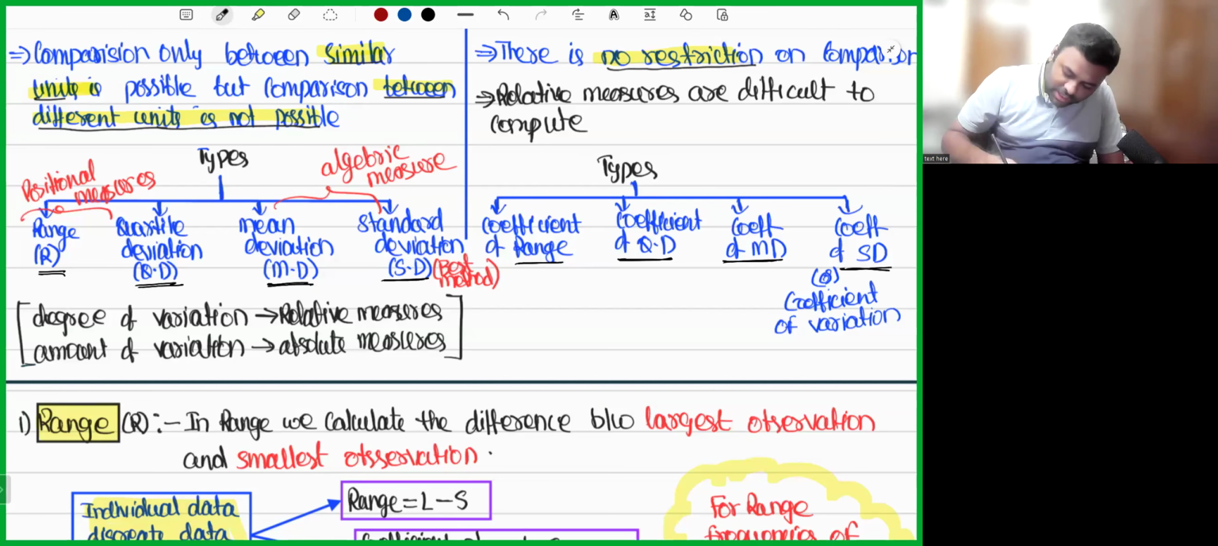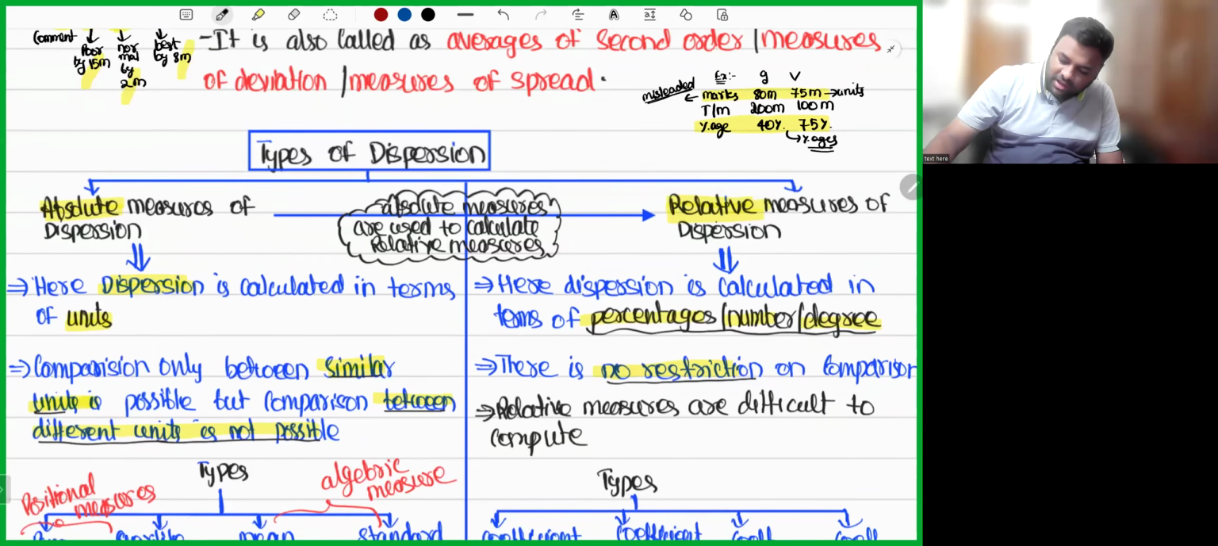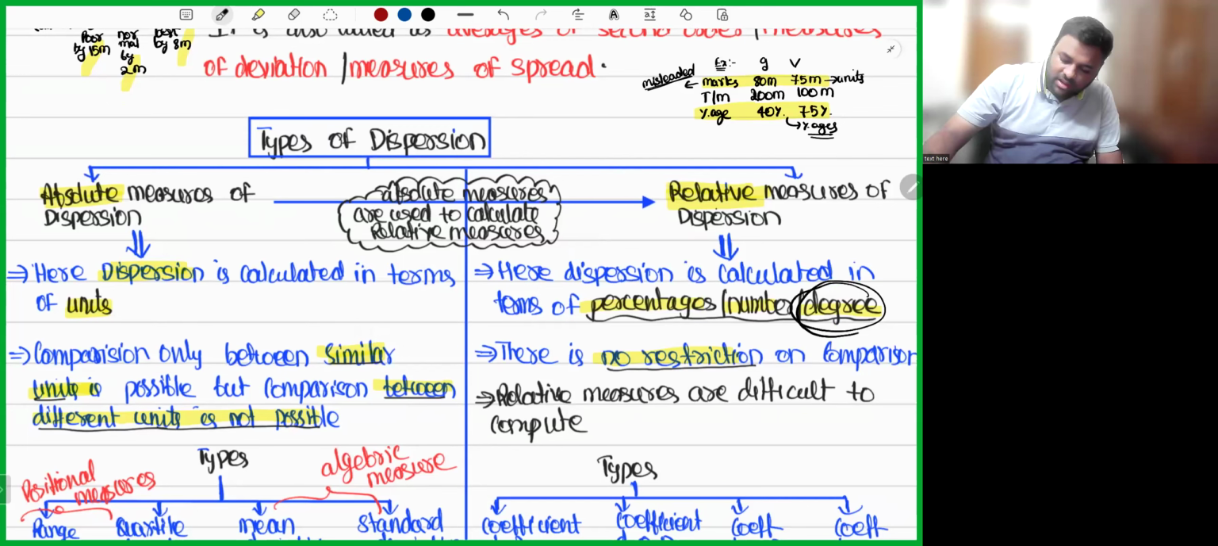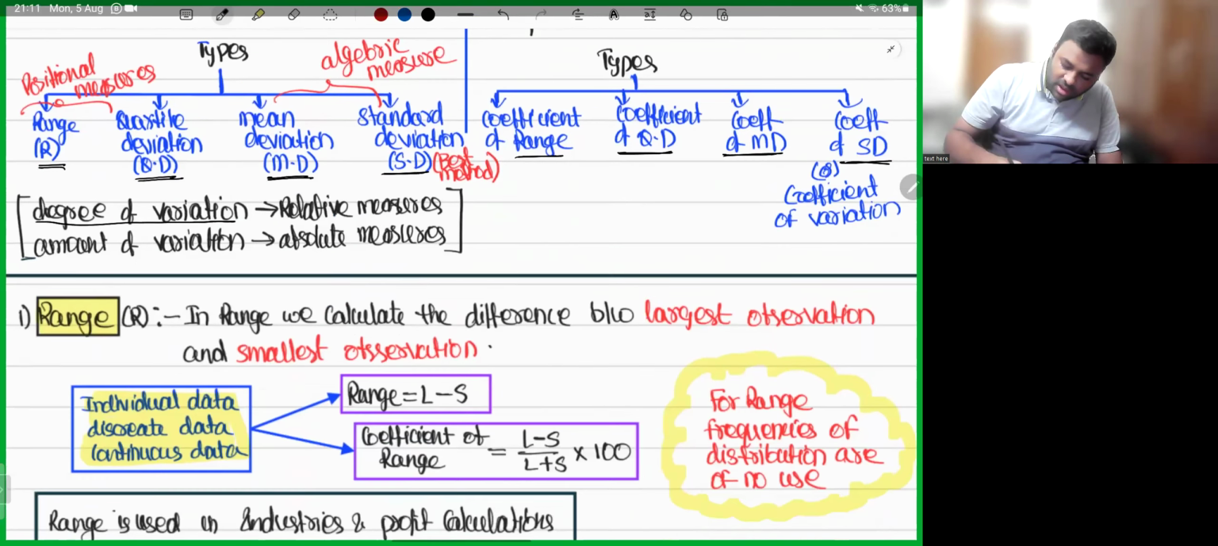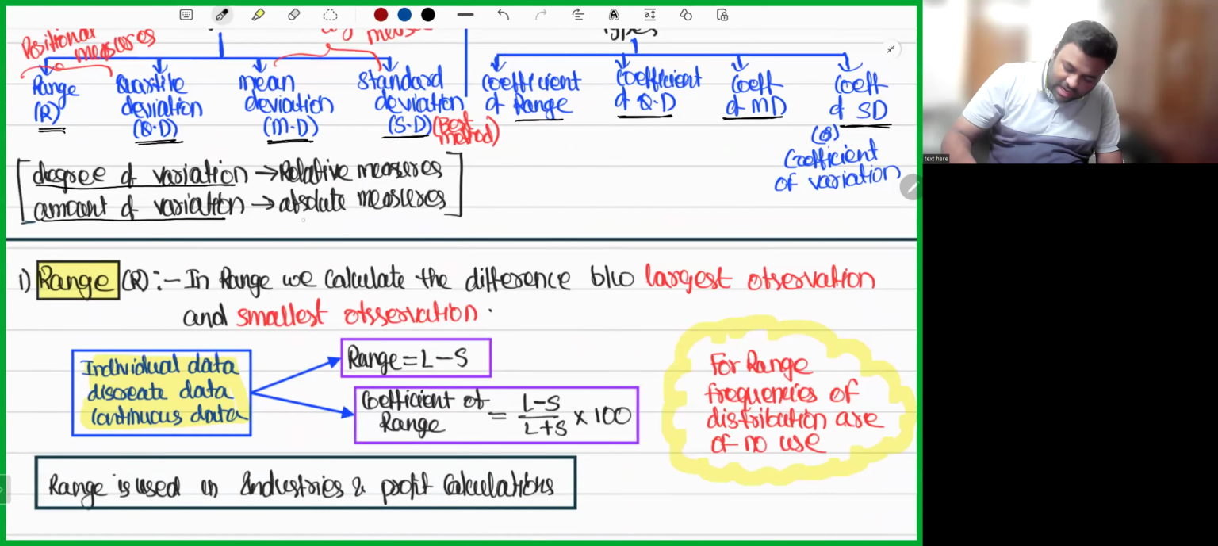Now, in a question, they'll ask you degree of variation. Where have you seen the word degree? Here we have seen the word degree. Degree of change is calculated using relative measures. Next, amount of variation is calculated using absolute measures.